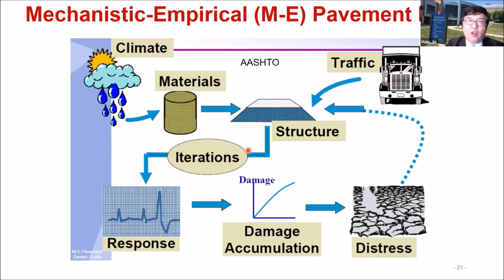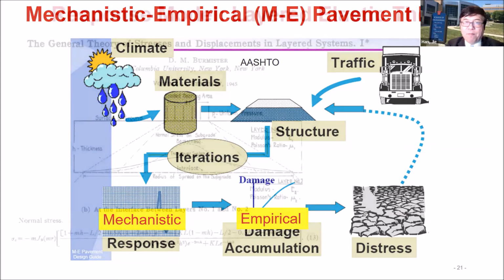This is the theoretical or mechanistic method. But really what we care about is the distress, which shows the cracking and rutting. How do we transfer the stress and strain to real deformation? Through one empirical relationship called the damage accumulation curve. So this part is mechanistic, and this part is empirical. If you tie them together, it becomes the mechanistic-empirical pavement design.